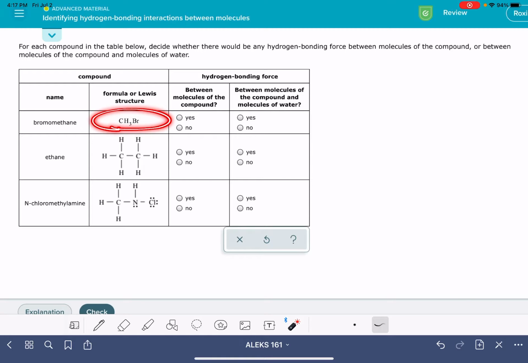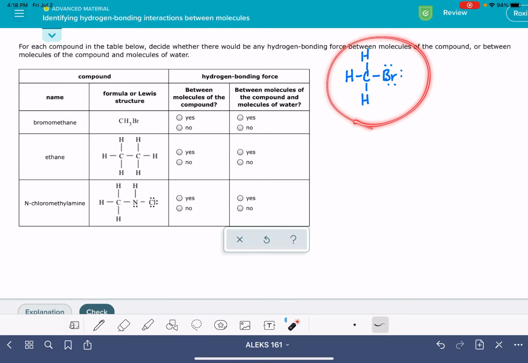Like my first one here, it only gives me the formula. That's not going to be good enough. You definitely need to have the Lewis structure. So if it doesn't provide you with the Lewis structure, either look it up or draw it, which I'm just going to draw really quick, the Lewis structure for CH3Br. So we're just going to be looking at Lewis structures.